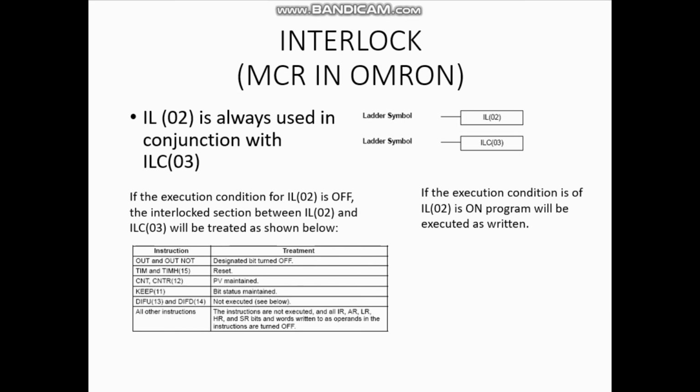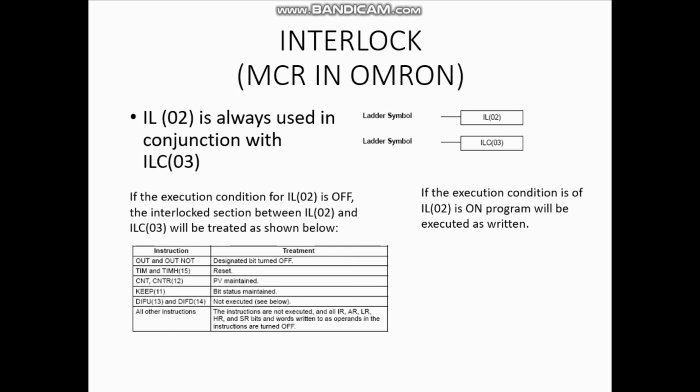Okay, all other instructions are not executed, and all memory bits, IR, AR, LR, HR, and SR, bits and words written to as operands in the instructions are turned off. Okay, so there is no access to that memory at that time. Now, if you execute the IL instruction, the interlock, if your execution condition is on, whatever you have written in between the gates will be executed as normal.